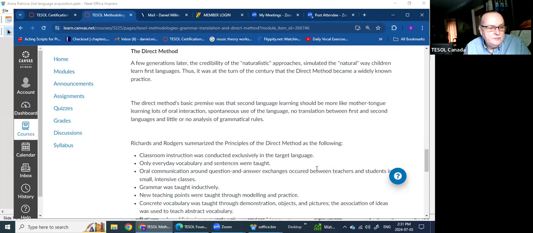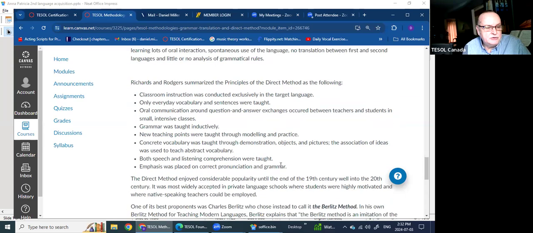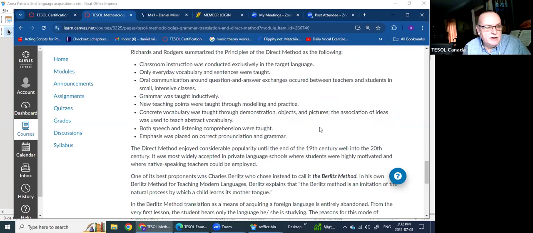So with direct method, the classroom instruction is conducted exclusively in the target language. Only everyday vocabulary and sentences were taught. Oral communication around question and answer exchanges occurred between teachers and students in small intensive classes. Grammar was taught inductively, so they didn't hand out drills and pages of exercises. They taught it inductively by the students hearing it. They would learn it. New teaching points were taught through modeling and practice. Concrete vocabulary was taught through demonstration, objects and pictures. The association of ideas was used to teach abstract vocabulary. Both speech and listening comprehension were taught.